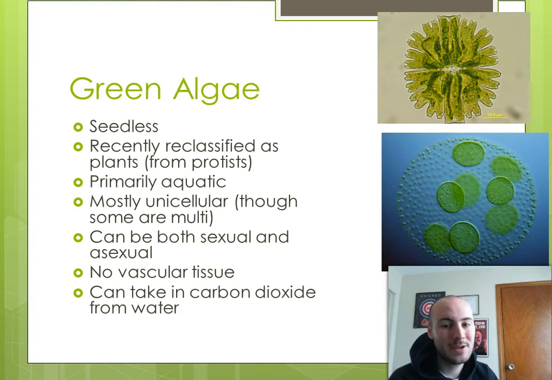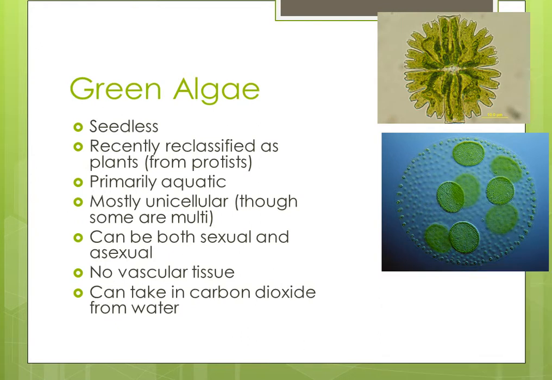And then they do not have vascular tissue, so they don't need to transport water and food around this whole body of an organism. It's partially because they're so small. When you're only one cell, like most algae, you don't need this big intricate system to transport food and water throughout your body because you are just one cell. And it's not that hard to move from one side of the cell to the other. And they can actually take in carbon dioxide for photosynthesis from the water.